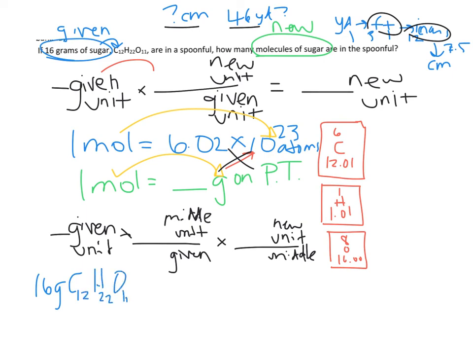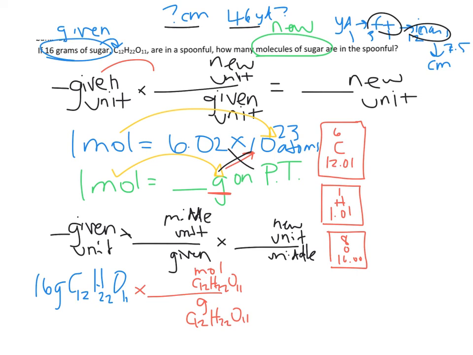C12H22O11. And if we take a look at our conversion factors, whatever grams C12H22O11 is, we can figure out how many moles that is, right? By looking on the periodic table. All right, so we're going to go from grams of this guy to moles. So grams is going to go on the bottom because we always need it to cancel. And moles of C12H22O11 go on top. That's going to be our middle unit, moles.